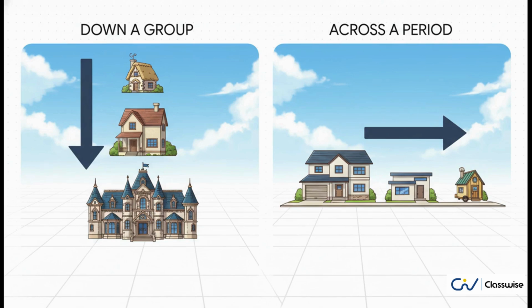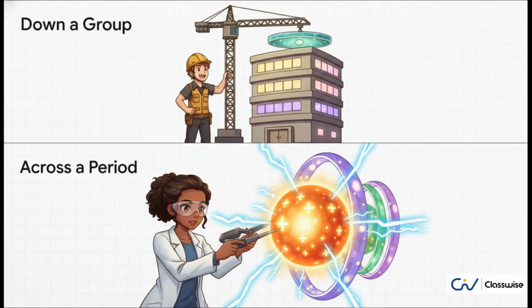As you go across a period, from left to right, the atomic size actually gets smaller. Yeah, you heard me right. The houses shrink as you walk along the street. How is that possible? Well, let's break it down.